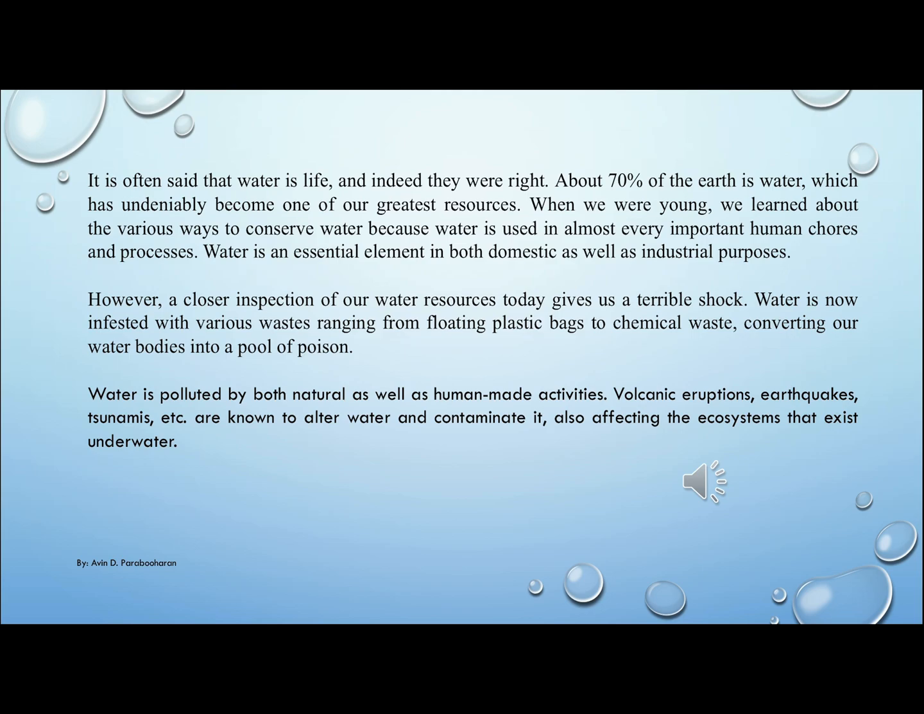However, a closer inspection of our water resources today gives us a terrible shock. Water is now infested with various wastes ranging from floating plastic bags to chemical waste, converting our water bodies into a pool of poison. Water is polluted by both natural as well as human-made activities. Volcanic eruptions, earthquakes, tsunamis, etc. are known to alter water and contaminate it, also affecting the ecosystems that exist underwater.